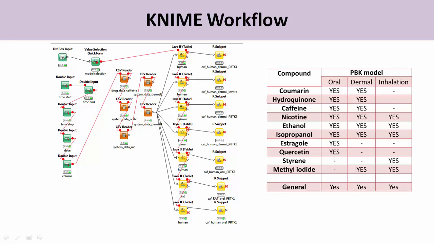chemicals for which we developed PBK models and for which an exposure route was developed, so either oral, dermal, or inhalation. These models were then implemented into the KNIME workflow. You can see an example of such a workflow in the picture on the left. You can see that the architecture is quite complex. Thus, to make it easier for users, we have made a web version. So let's have a look at how to execute the workflow via the Cosmos KNIME web portal.